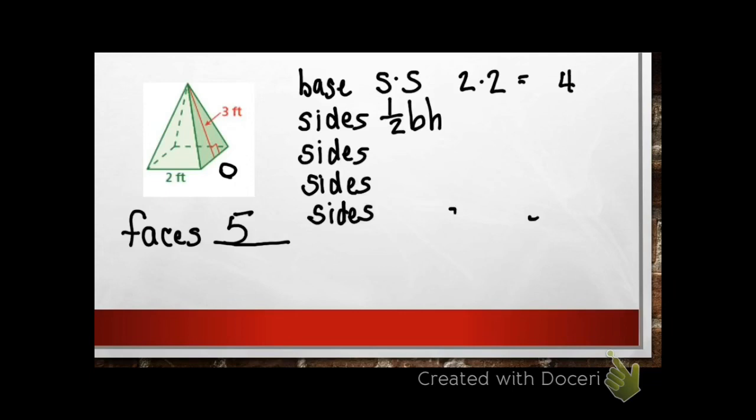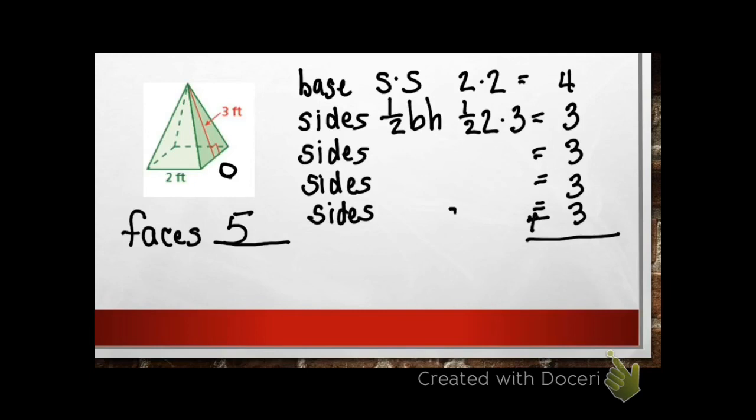All right, then I'm going to find 1/2 of the base, so 1/2 of 2 times the height, which is 3. Or I could say what's half of 6, and the answer is 3. Because I know that these are all the same, I don't need to write the formula every single time. I just need to multiply the number 3 by 4. And now I'm going to add them together.